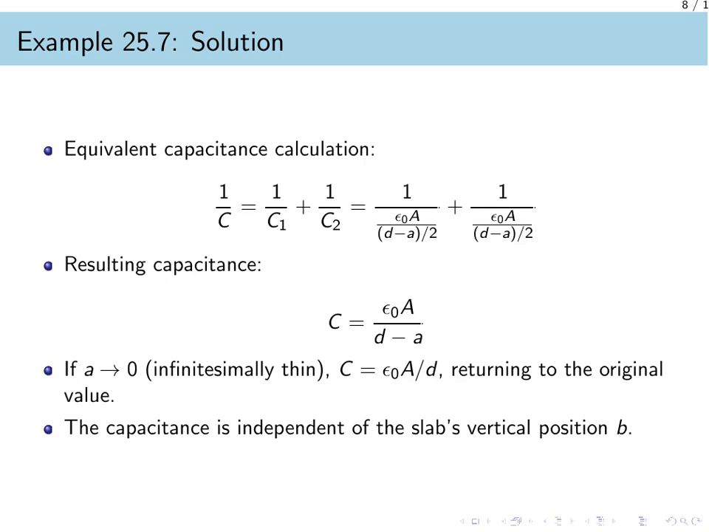Simplifying this sum shows that the resulting equivalent capacitance is the permittivity of free space times the area, divided by the quantity d minus a. Notice that if the slab is infinitesimally thin, meaning a approaches 0, the capacitance returns to its original value for an empty capacitor. Furthermore, this final capacitance only depends on the thickness of the slab, meaning it is entirely independent of the slab's vertical position between the plates.